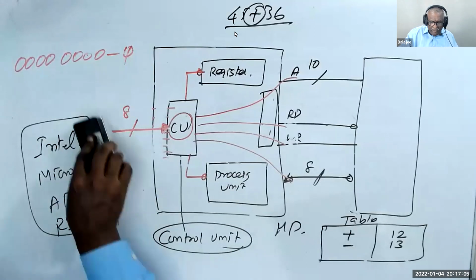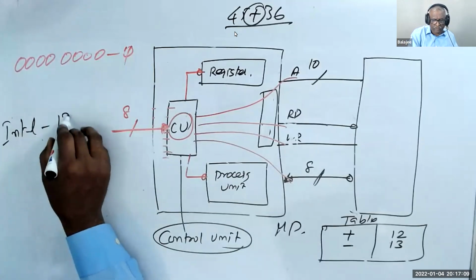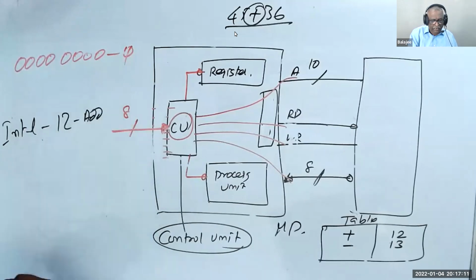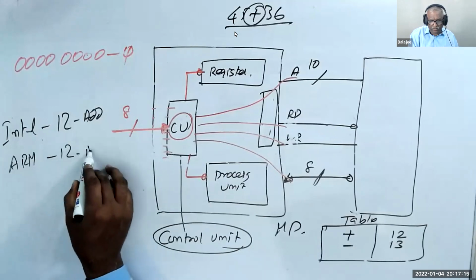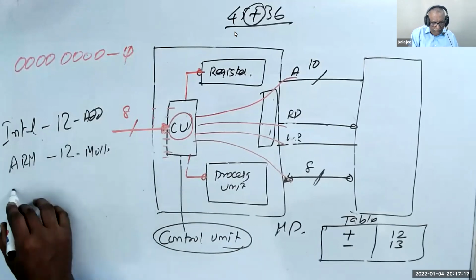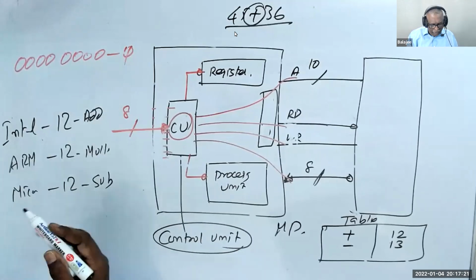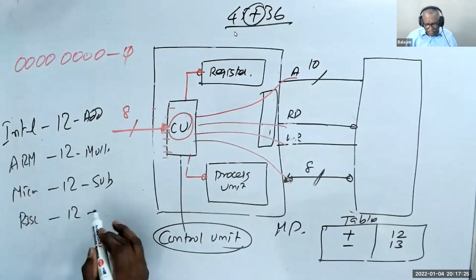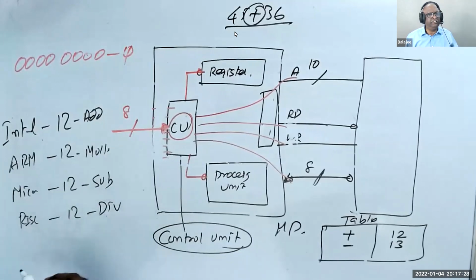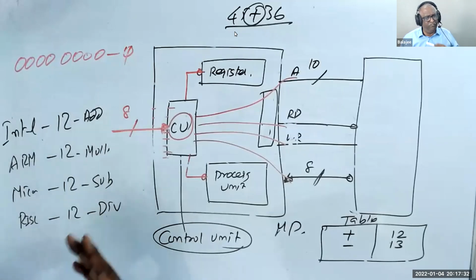For example, in Intel, 12 means addition. In ARM, 12 means multiplication. In Microchip, 12 means subtraction. Whereas in RISC-V, 12 means division. Could be. Understand? The 12 is not the same. Each one has a different language.